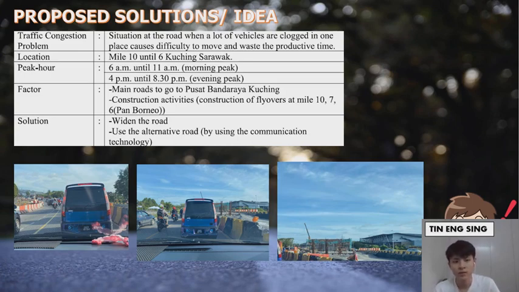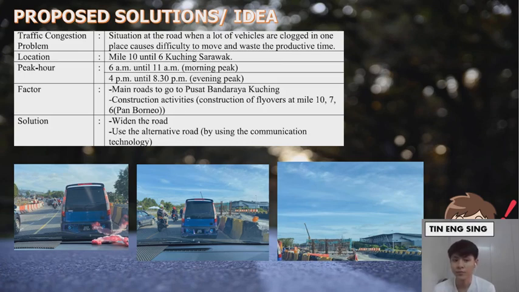The main factor of the traffic congestion problem is that there is only one main route to go to Pusat Bandar Kuching, so every driver is using this route. The next one is the construction activities, the construction of flyovers at Mile 7 and 6 at Pan Borneo, which also causes a lot of problems for the drivers who want to go to Pusat Bandar Kuching.